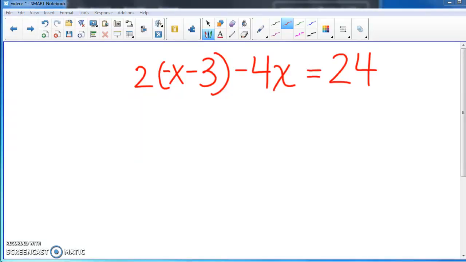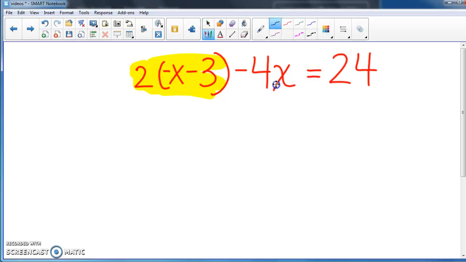When solving equations, your first step always has to be to look for any grouping and use a distributive property to break up groups. How do I tell distributive property is if I look at my screen here, I have a number that is right next to a parentheses. How I read this is two groups of the opposite of x minus 3.